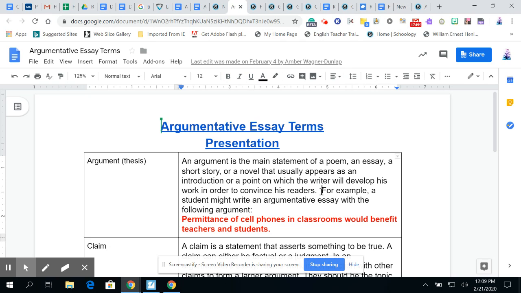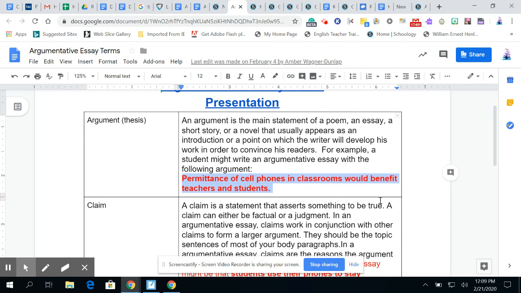For example, let's say we're looking at the topic of whether or not cell phones should be allowed in classrooms. If I want to argue that they should be allowed, then this could be a possible thesis: Permittance of cell phones in classrooms would benefit teachers and students. And then I'll spend the rest of my essay proving that. So I'll be giving different reasons, and I'll be providing evidence for the different reasons.